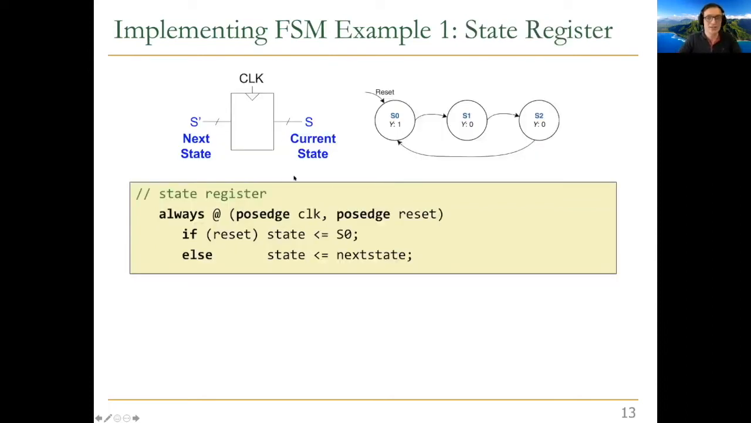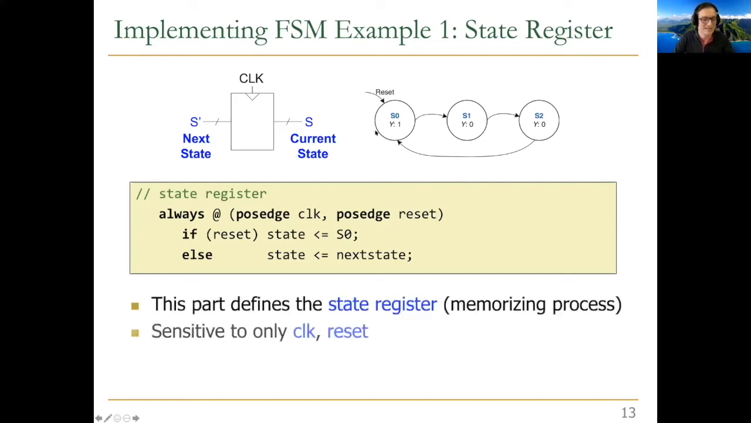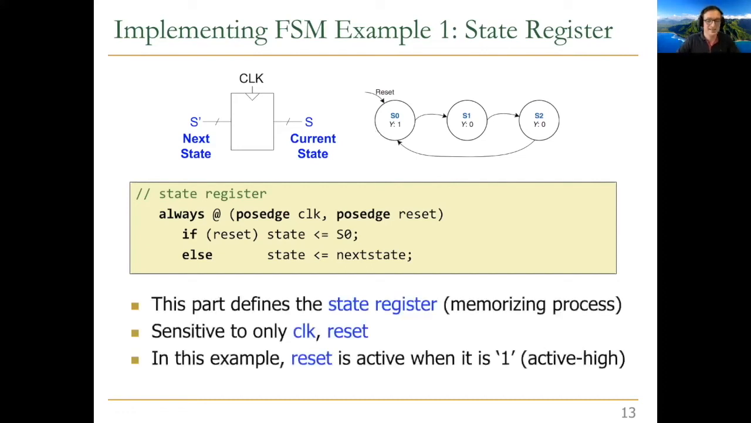And this is your state register, as you can see. So basically, state gets next state every positive edge of the clock. And then there's a reset signal that happens. That basically resets the state to S0, as you can see over here. Okay, that's easy. It's sensitive to only clock and reset is active when it's 1. And it's an asynchronous reset, if you remember from the last lecture.